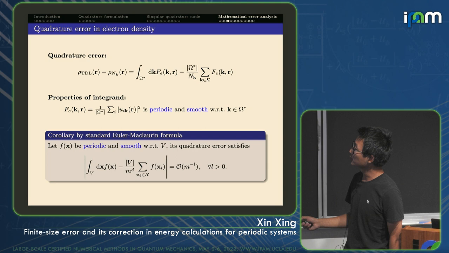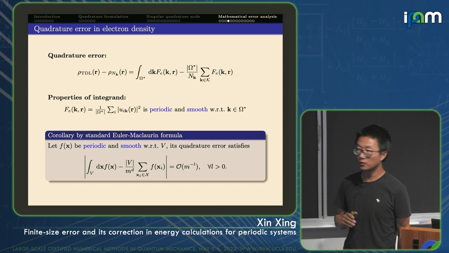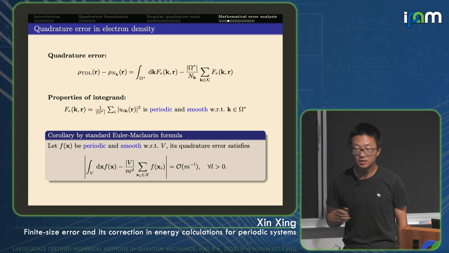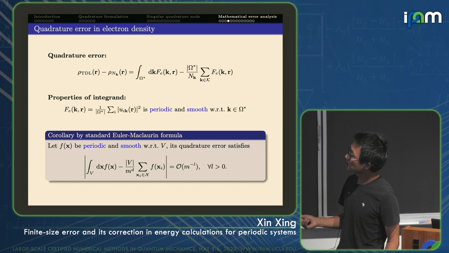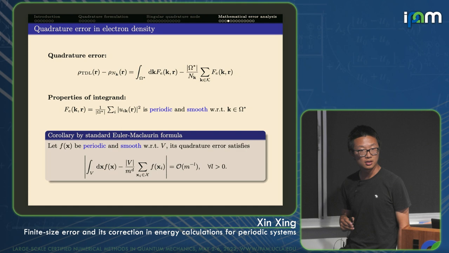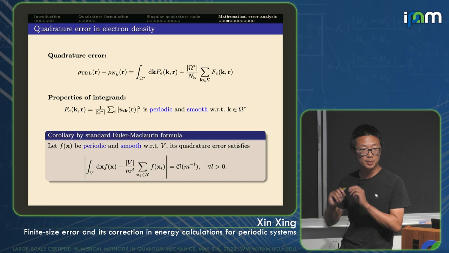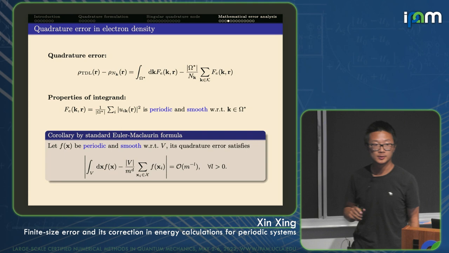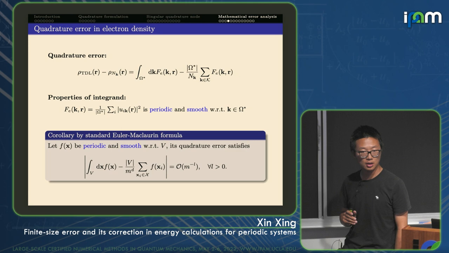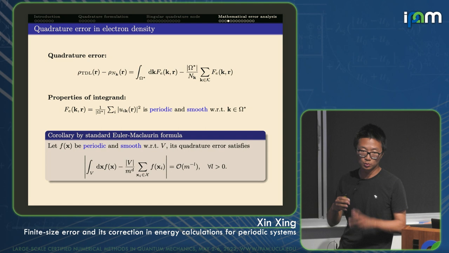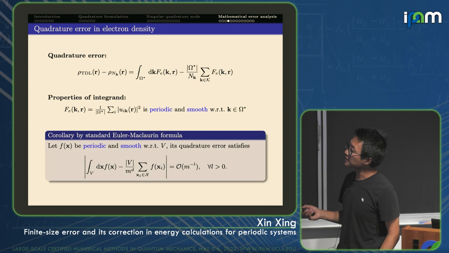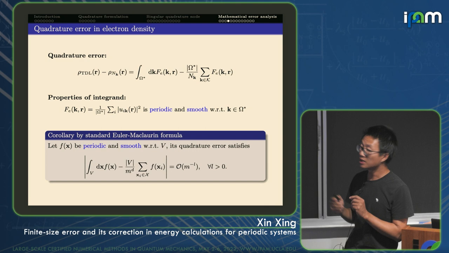It turns out that this is the ideal case for the application of your trapezoidal quadrature rule, because according to this standard Euler-Maclaurin formula, it just says if your integrand function is both periodic and smooth with respect to your integration domain, then the quadrature error will decay superalgebraically. M here is the number of grid points along each dimension for arbitrary L here. So this corollary here basically says that the quadrature error in your electron density calculation will decay superalgebraically. Basically, you can treat it like exponential decay. So it is negligible as long as you work with a sufficiently large mesh. Or in other words, it just says that the finite size error in your electron density calculation mainly comes from your finite size errors in the computed orbitals and only orbitals.